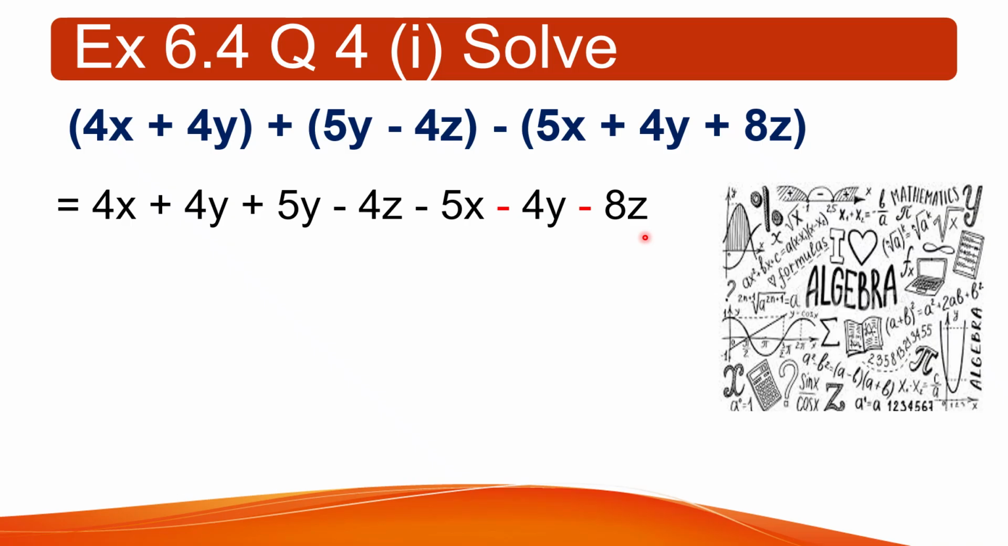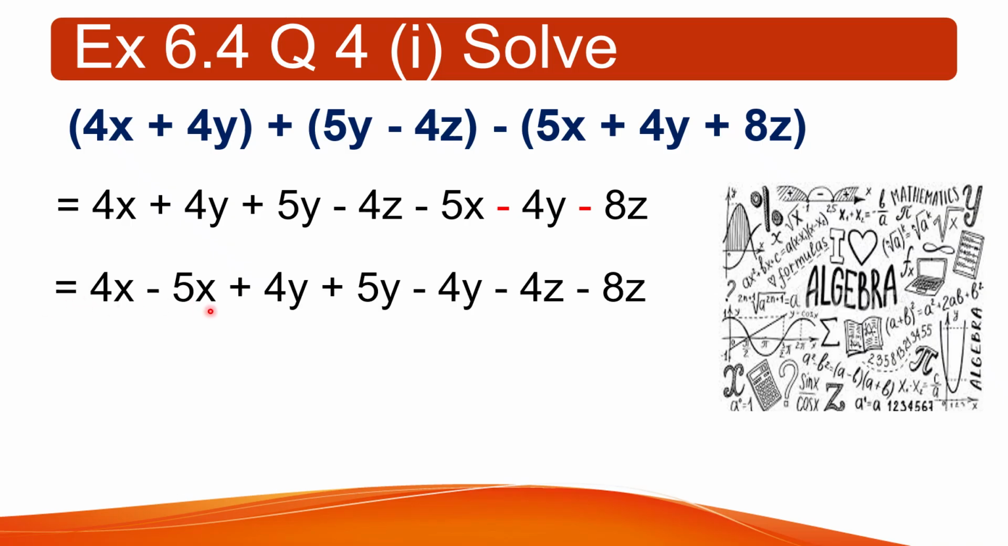Now the next step is to group the like terms. This term has x as a variable and this also has x as a variable. So we will group them: 4x - 5x, then y, y, y. These three terms have y as a variable, so they are also combined. And these two terms have z as a variable, so we will combine them: -4z - 8z.